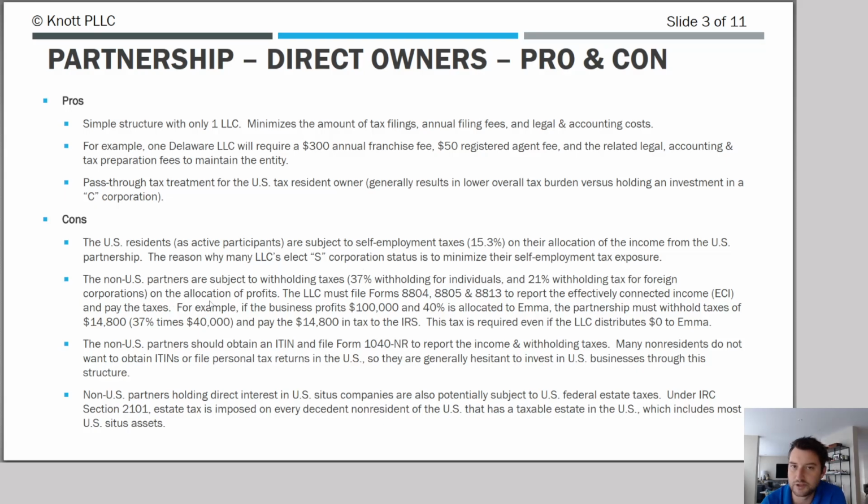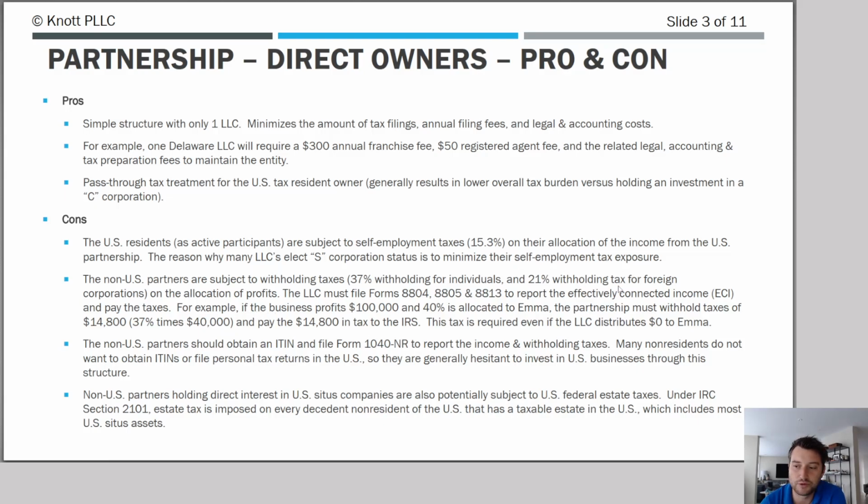Now, the other con here: the non-U.S. partners are subject to that withholding tax of 37%. 37% is a lot of money. And again, that is applied regardless of whether any cash is actually distributed to the non-resident owner. Remember, it's an allocation on the net income. So even if there are no distributions made to the owners during the year, the 37% still applies, right?